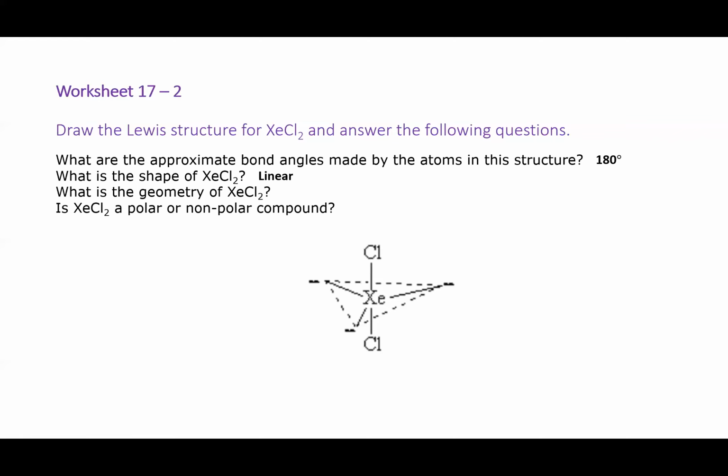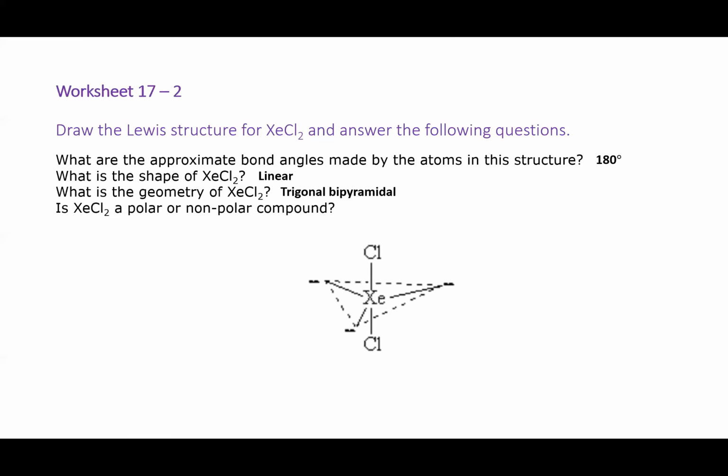Next question asks, what is the geometry of xenon dichloride? So because xenon dichloride also contains 3 lone pairs that surround the xenon central atom, xenon is actually surrounded by 5 different electron groups here. 3 lone pairs and 2 chlorine atoms. So because it has 5 different groups, we can think this would take on a trigonal bipyramidal geometry.